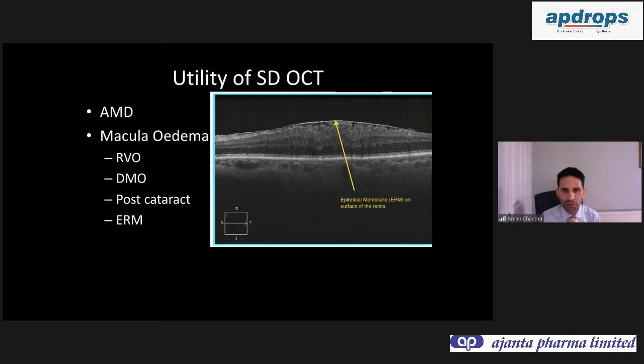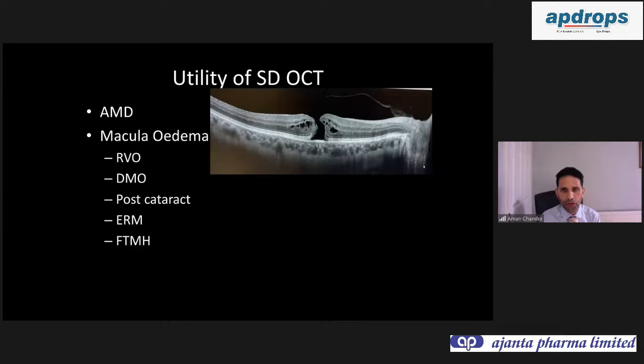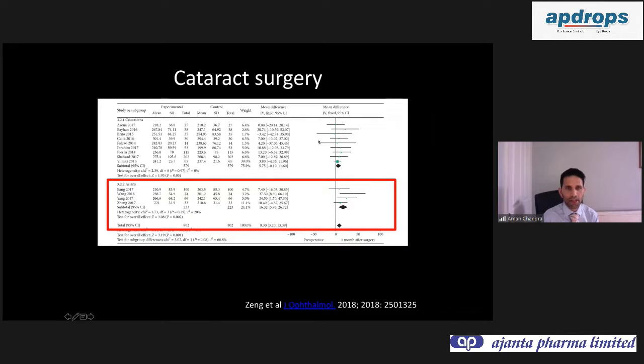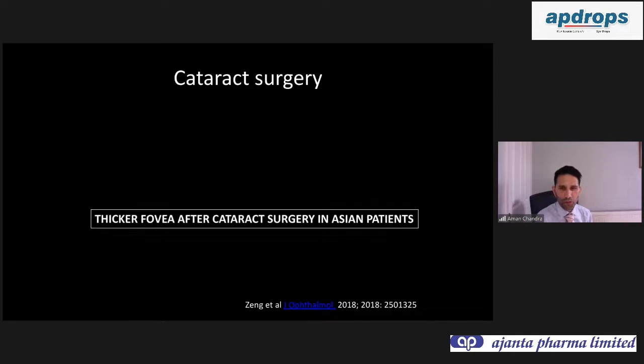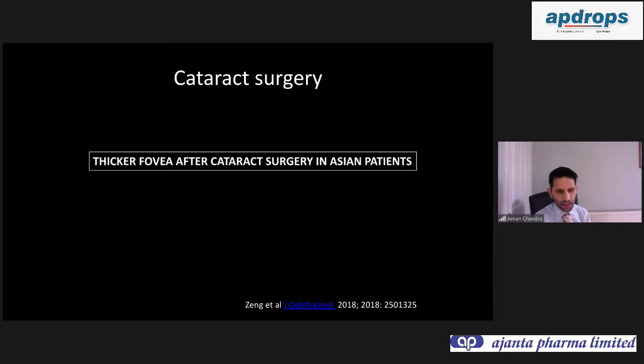Epiretinal membranes, and I shall come to this later on as well, and full thickness macular holes. Here you have a gap in the fovea showing the macular hole. This is a very busy slide, but this is cataract surgery showing post-operative analysis of the fovea. This is a meta-analysis of over 13 studies, over 650 eyes. And what it showed, in describing the risk factors for foveal thickening after cataract surgery, was that it was much more of a problem in Asian patients. Now, this will be very important in India, of course, but patients having cataract surgery who are Asian tend to have a significantly thicker fovea after cataract surgery.